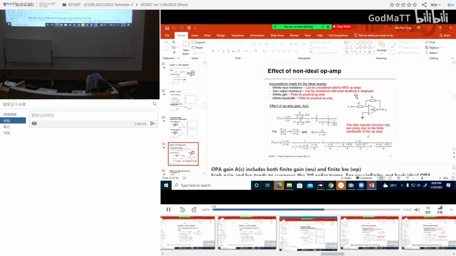The other assumption for the ideal op-amp is what? Output resistance, or output impedance, is 0. For the ideal op-amp, the output resistance, looking from the output looking in, is 0. This also is quite valid. When you apply feedback, it actually lowers whatever the real output resistance is.